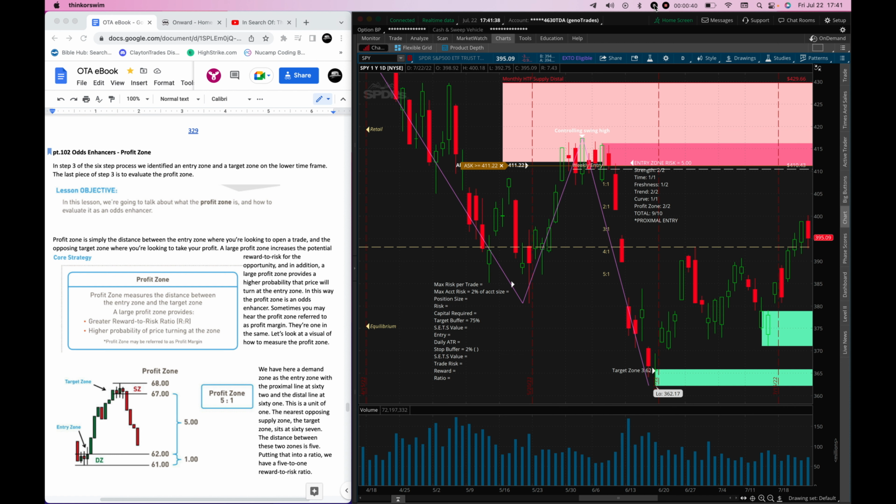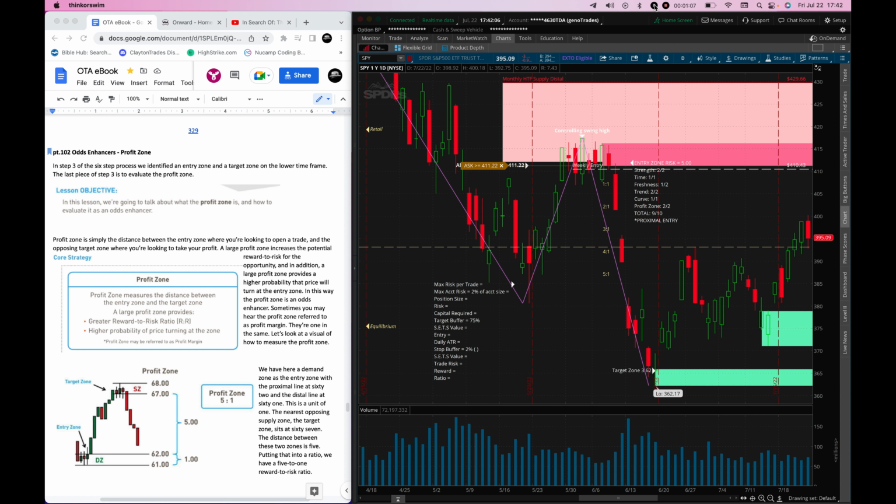A large profit zone increases the potential reward to risk for the opportunity, and in addition, a large profit zone provides a higher probability that price will turn at the entry zone. In this way, the profit zone is an odds enhancer. Sometimes you may hear the profit zone referred to as profit margin. They are one and the same.